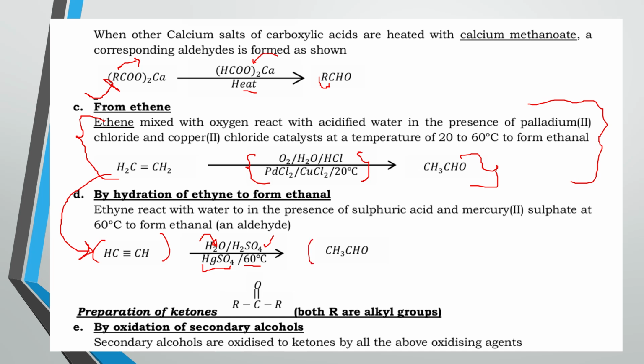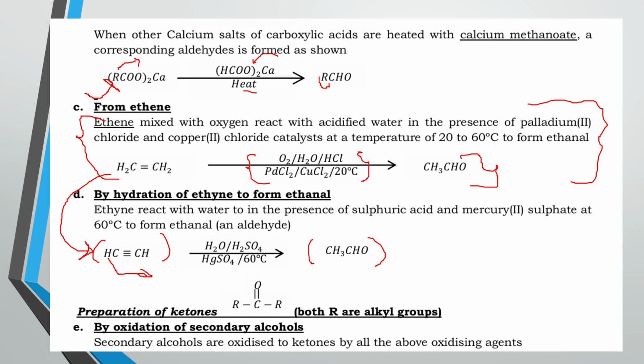And for this case, we are going to prepare an aldehyde, which is going to be ethanal. However, if you're having an alkyne with more than 2 carbon atoms, then the resulting compound is going to be a ketone. It's only ethyne that gives us an aldehyde with this hydration reaction.